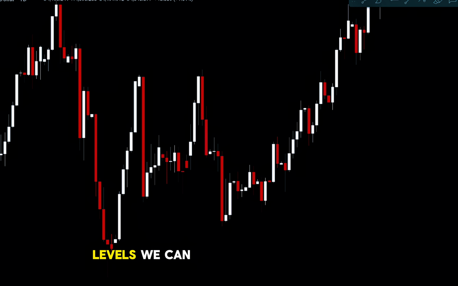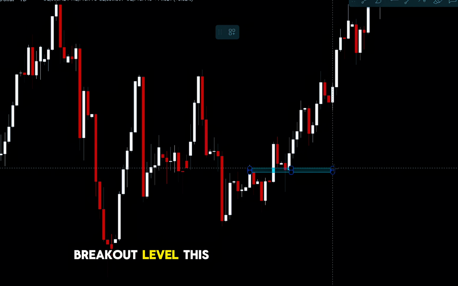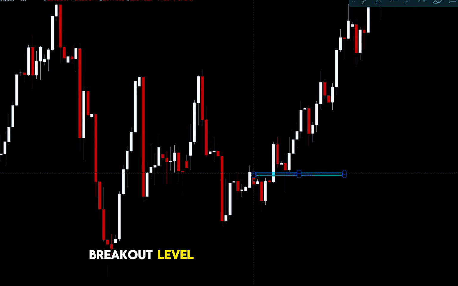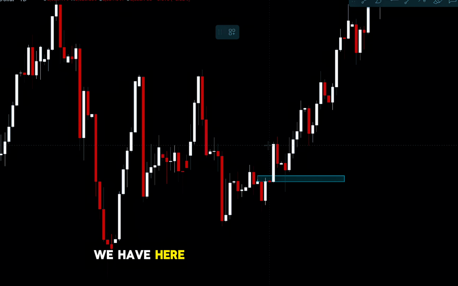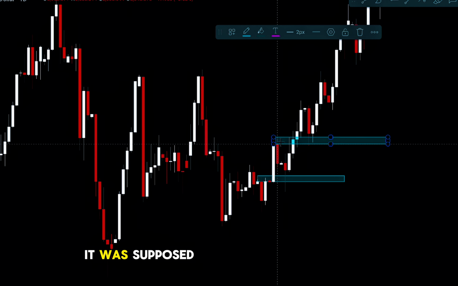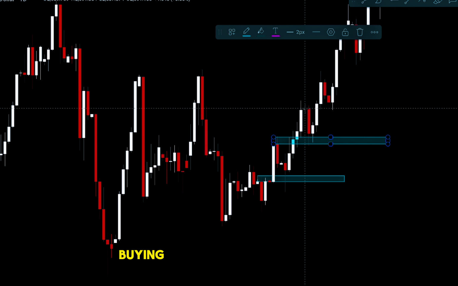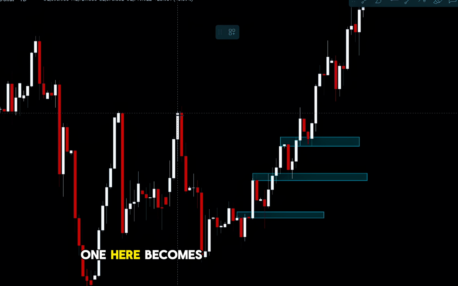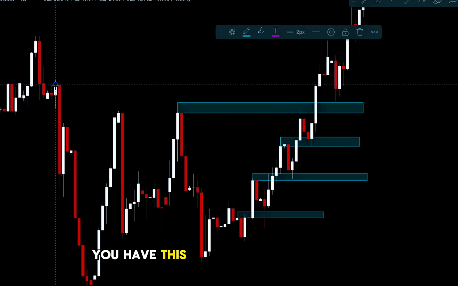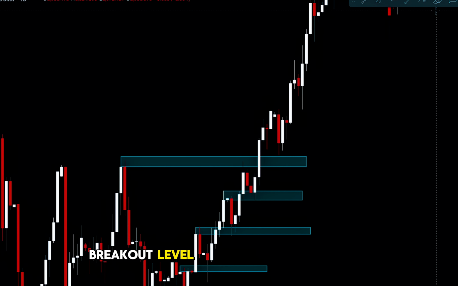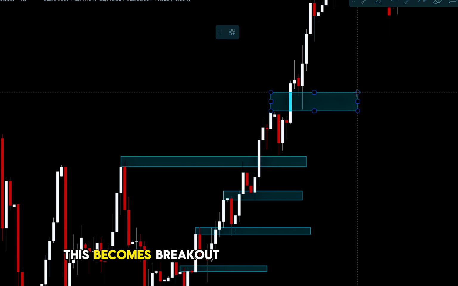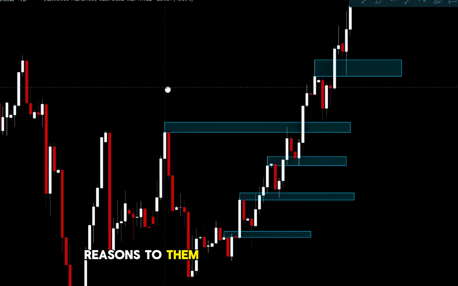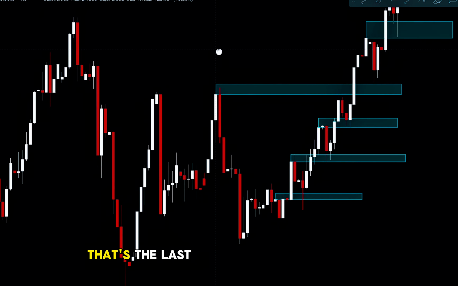So with the breakout levels, we can have here, this is a breakout level. This level was breakout. Here was a breakout level. We have here, this becomes a breakout. It was supposed to sell, broken out, now is buying. Here is a breakout level. We have this one here becomes a breakout level. You have this breakout level here. You have this becomes breakout level. I hope you get the idea. This shouldn't be anything until we put reasons to them or they are in our setups. So that's the last thing.